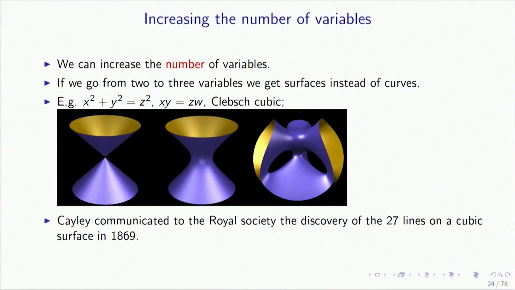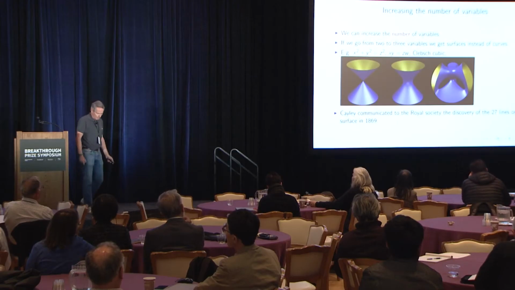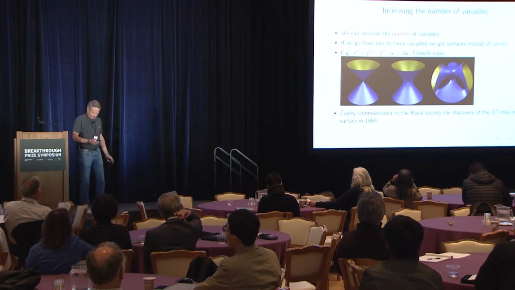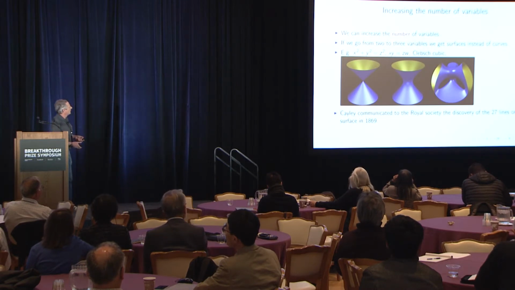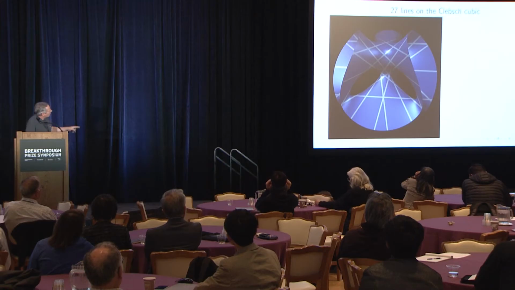Cayley was the first person to discover the 27 lines on a cubic surface. This was considered a huge breakthrough. Somebody called this one of the most fundamental intellectual achievements of mankind, which I think is a little bit of hyperbole, but anyway, obviously it was considered a big deal at the time. Let me show you a picture of the 27 lines. Each one of those curves is actually a line, and they're the only lines on this surface, and there are in fact 27.